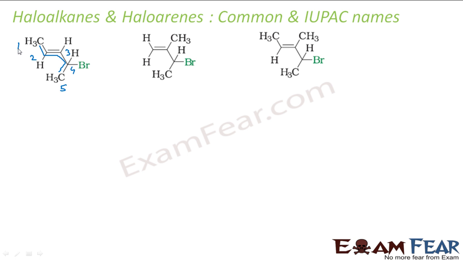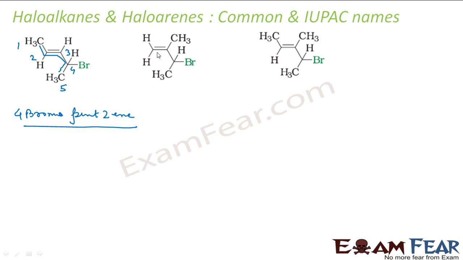Correct? So let's now write the compound name. At the fourth position, I have bromo. So it will be 4-bromo. And then I have no other attached group, and I have 5 carbon, so it will be pent. At second position I have a double bond, so 2-ene. This is the name, 4-bromopent-2-ene. Correct?